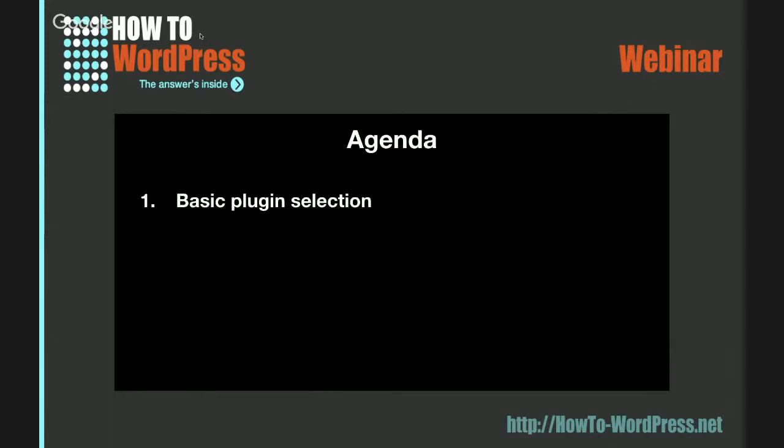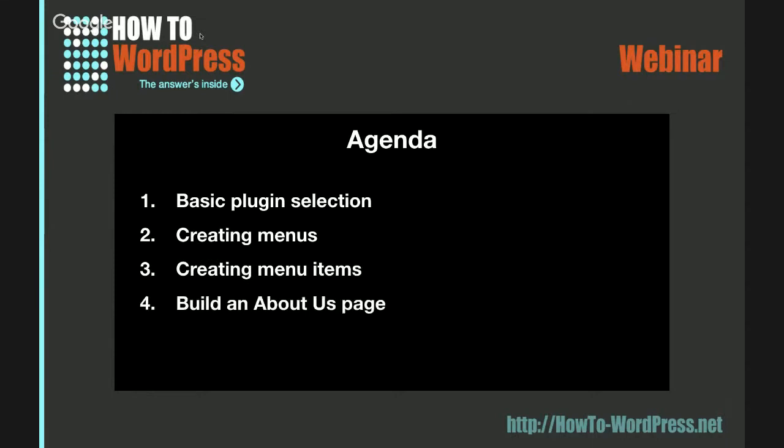We're going to go back and look at the WordPress installation we set up last month, and we're going to talk about the basics of plugin selection. We're going to pick out a few of my favorite plugins and add them to the site. Then we're going to create a menu for the site, and add some items to that menu. And then we're going to build an About Us page, and a Contact Us page.